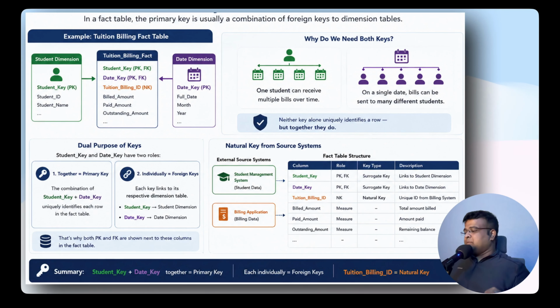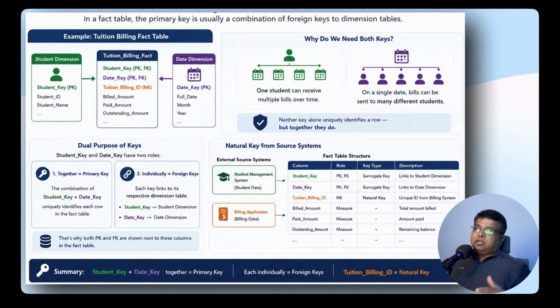Because a single student can receive multiple tuition bills over time, and on a single date, bills can be sent to many different students. So neither key alone is unique, or should I say, neither key alone is enough to uniquely identify a row, but together they are. Now, what is interesting is that these same columns serve two purposes. Together, they form the primary key of the fact table. Individually they act as foreign keys pointing back to the related dimension tables.